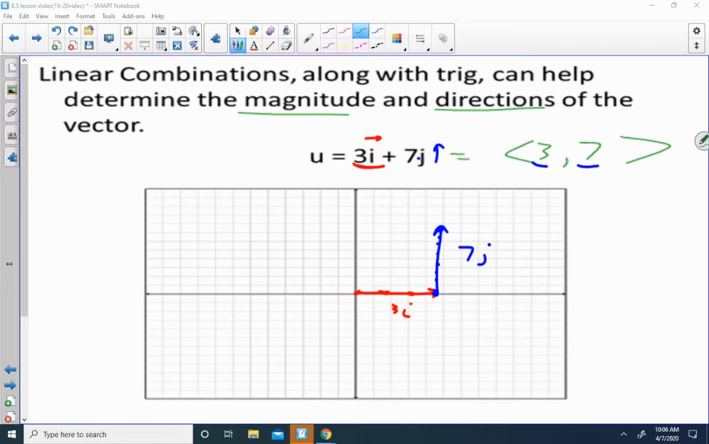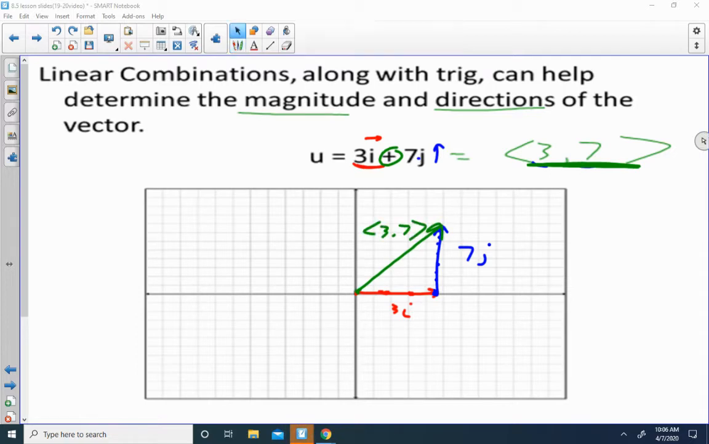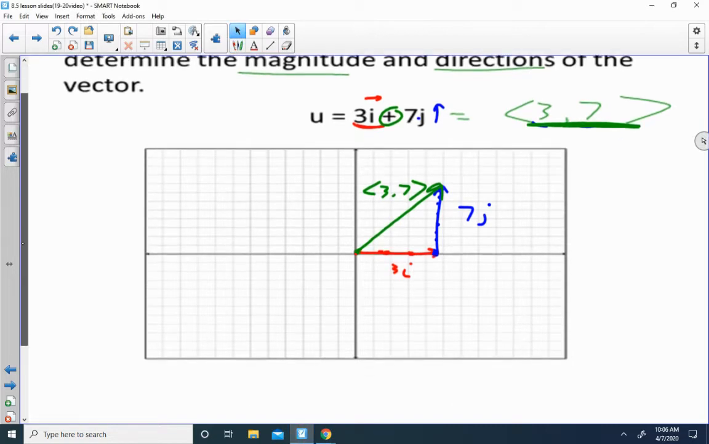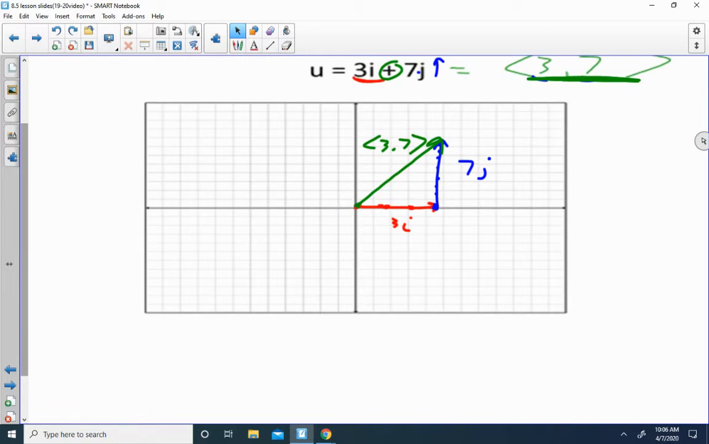And of course, as you've seen, if we were to add these two vectors together, we would get the component vector 3, 7, which of course would just be this vector right here. That's 3, 7. And look at that, we now have ourselves a very nice triangle. And the reason why I showed you how to make a triangle out of all of this is because this triangle is actually going to be very helpful in helping us finding angles.